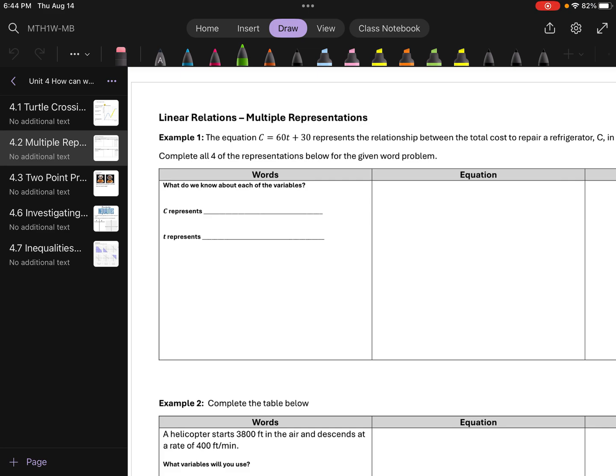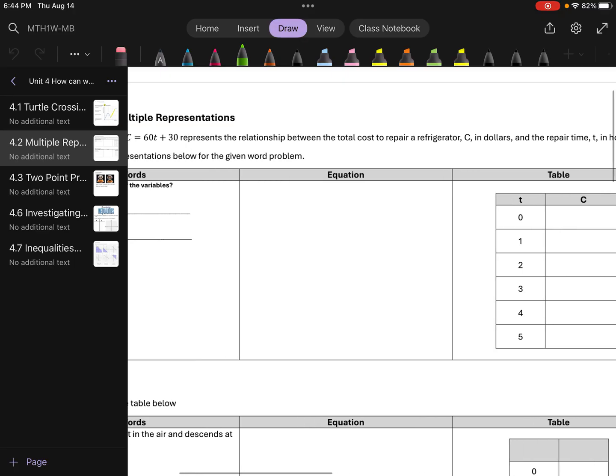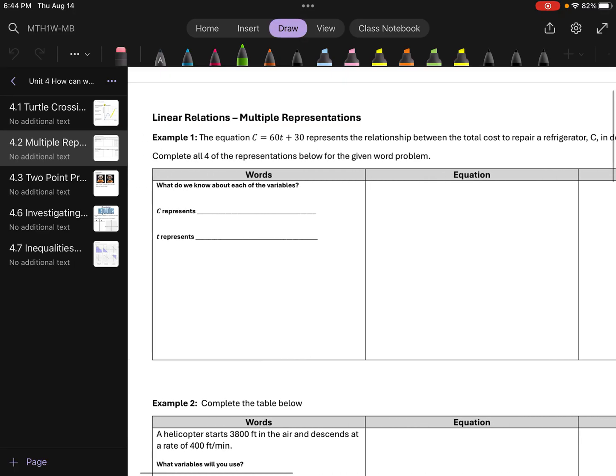So example 1 says that the equation C is equal to 60t plus 30 represents the relationship between the total cost to repair a refrigerator, C in dollars, and the repair time, T in hours. Complete all 4 of the representations below for the given word problem. So if you're looking at that equation, C equals 60t plus 30, I'm going to write this down here. C equals 60t plus 30.